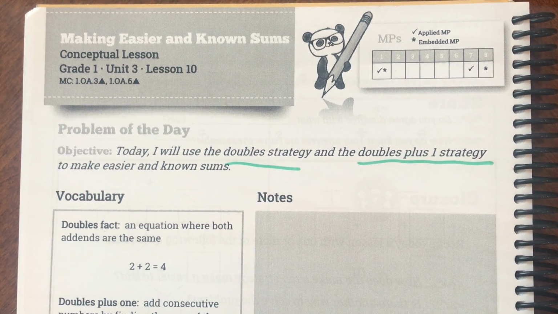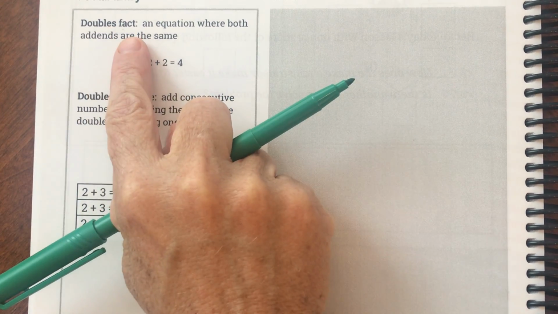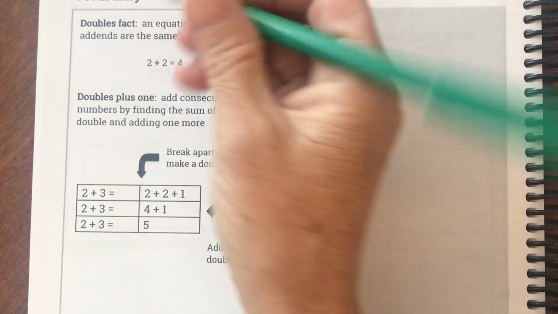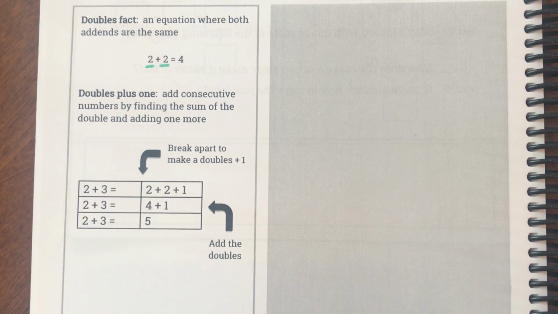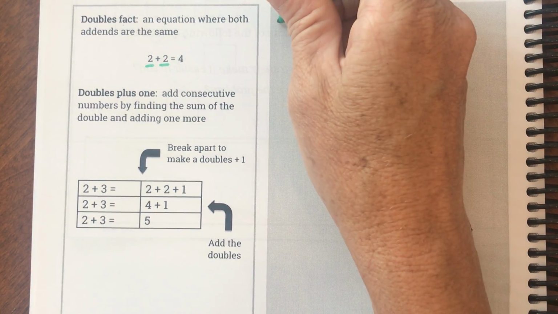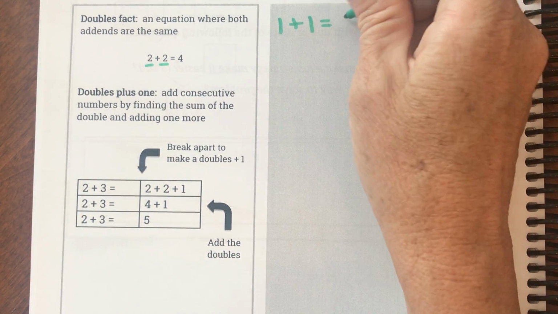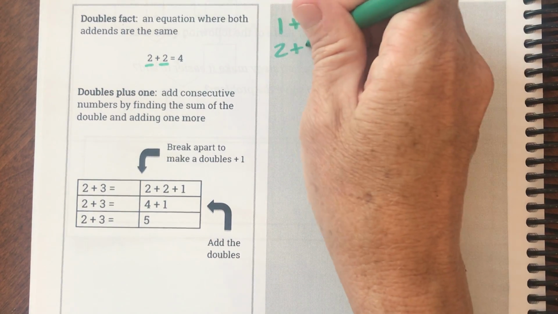Okay, so let's look at our vocabulary. It says doubles fact, an equation where both addends are the same. So here we have 2 and 2. Now doubles are things that you kind of need to learn. So another doubles fact, we can write some doubles facts out here. We have 1 plus 1. My addends are both the same, would be 2. They already did 2 plus 2 for us.